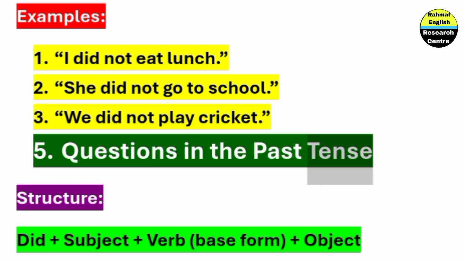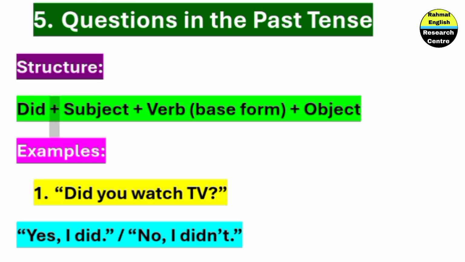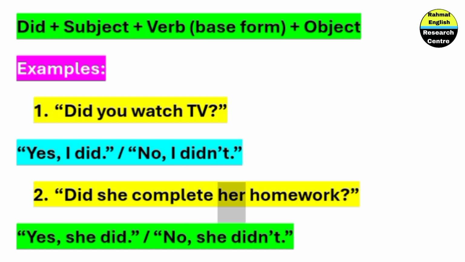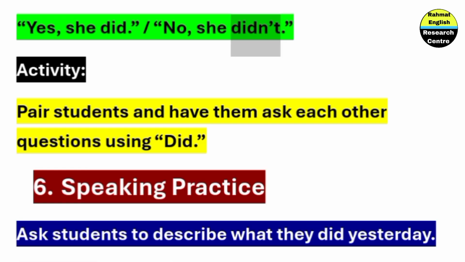Questions in the past tense. Structure. Did plus subject plus verb, base form, plus object. Examples. Did you watch TV? Yes, I did. No, I didn't. Did she complete her homework? Yes, she did. No, she didn't. Activity. Pair students and have them ask each other questions using did.